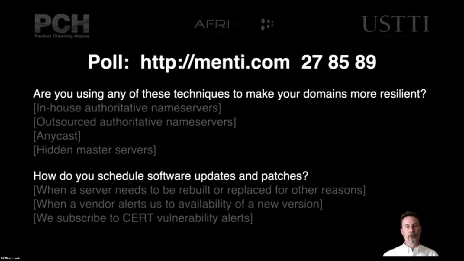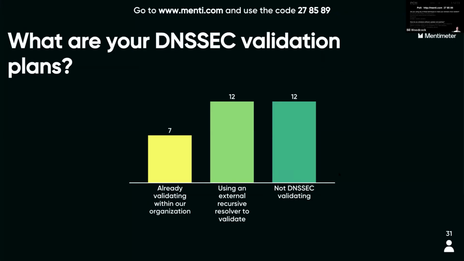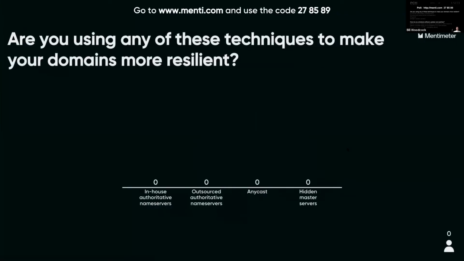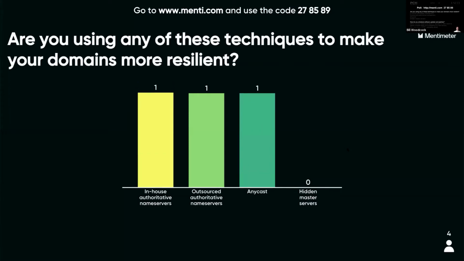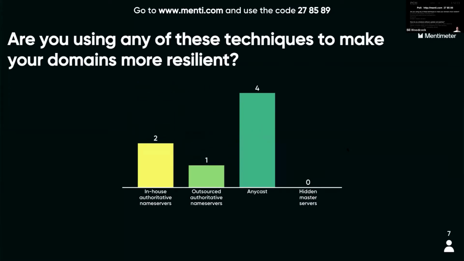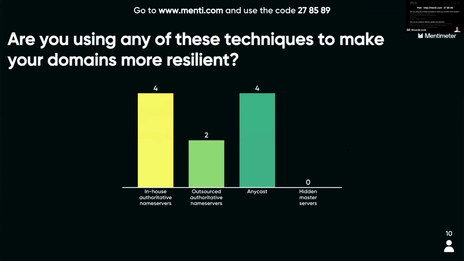Again, let's go back to the poll and see where people are on some of these issues. The first question: are any of you using any of these techniques to make your domains more resilient? So, in-house authoritative name servers. If you're responsible for publishing a DNS zone, if you have a domain of your own or a TLD of your own that you're responsible for, are you running your own authoritative name servers? Are you using authoritative servers provided by an outsourced provider? Are you doing Anycast? And are you using hidden master servers? Master servers that are available to the Anycast distribution servers, but are protected from being accessed by the internet as a whole.